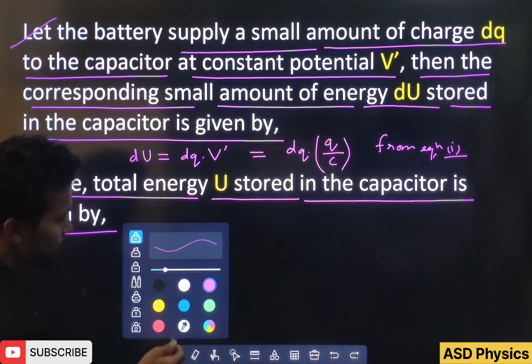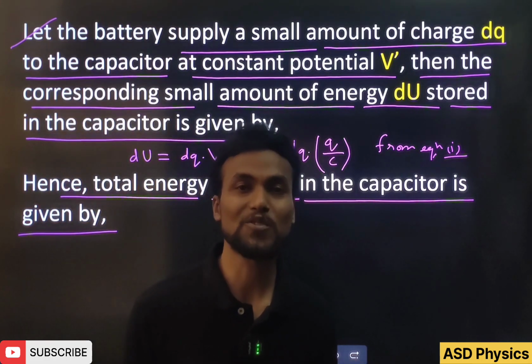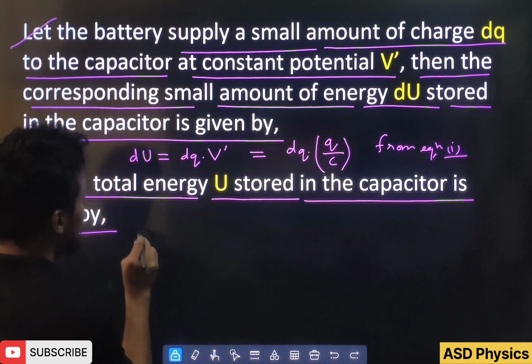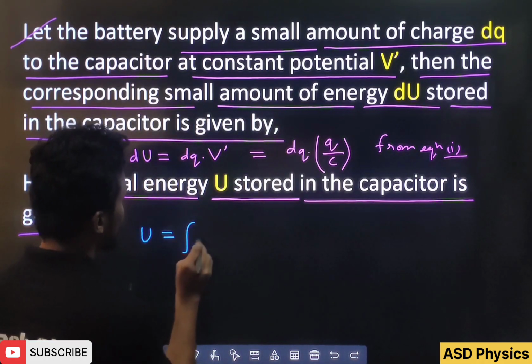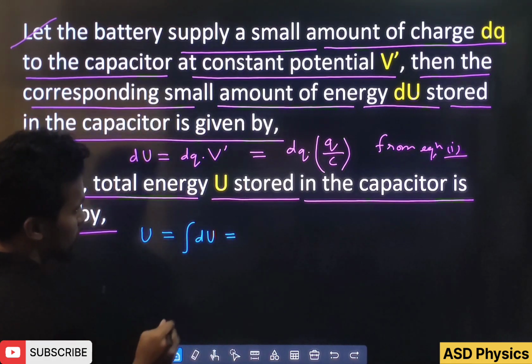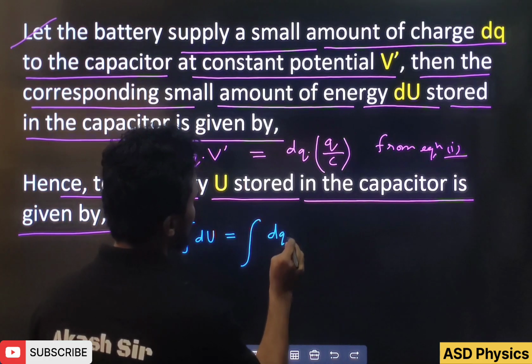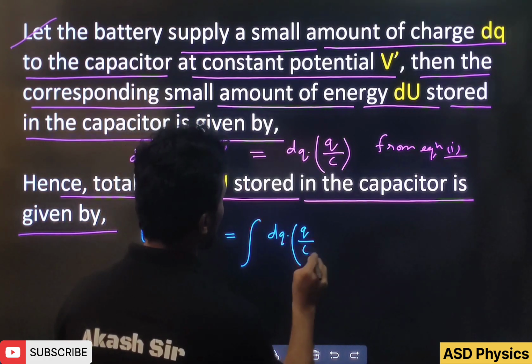Now, hence the total energy U stored in the capacitor is given by... As charge is keep on changing and potential is keep on changing, and we need the total energy, that means we have to do the integration. So U equal to integration of dU. The dU value here is dq into Q by C.